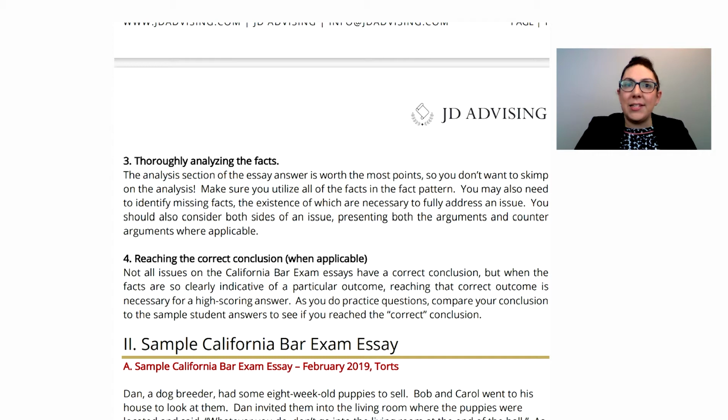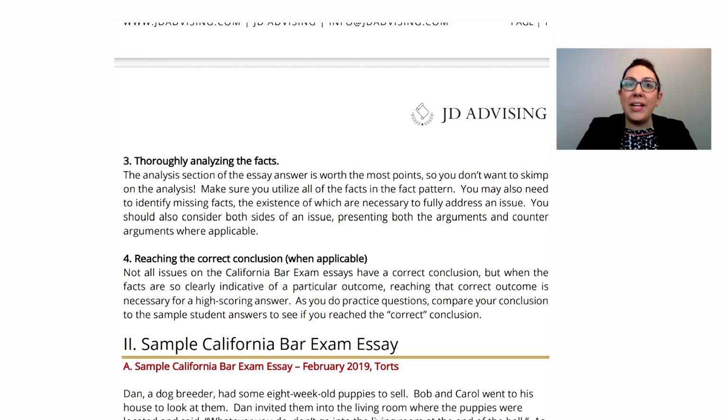The California essay fact patterns tend to be fairly short. They're usually somewhere between a half a page and a full page of writing, so they don't give you a ton to work with. So there's a really good chance that every fact that they give you is there for a reason. So it is crucial that you make sure to utilize all of those facts in your answer.